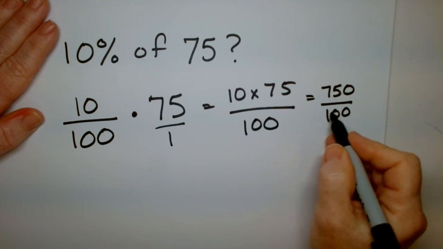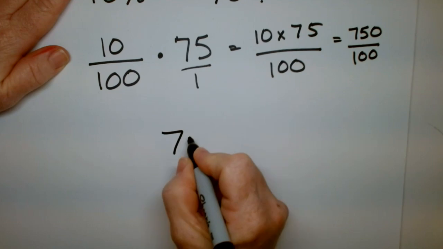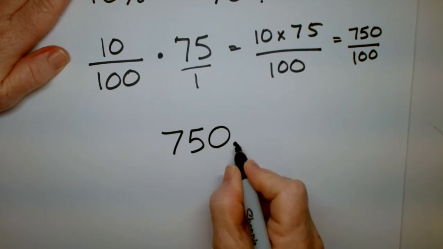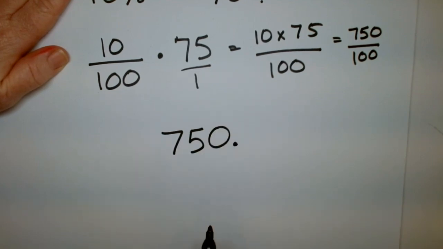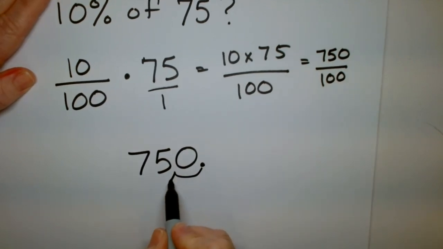So anytime you're dividing by 100, what you're going to do is take 750. There's a decimal point that hangs out at the end that's there if you need it. Do you see how there's 2 zeros here? Watch this. We go hop, hop, right there.